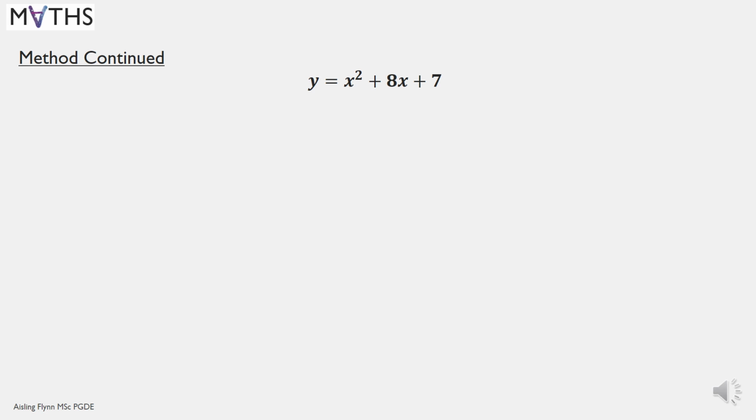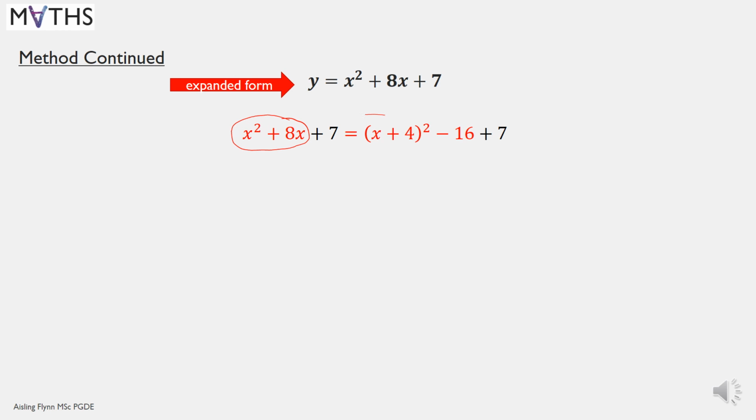So to summarize, we started with this function y equals x squared plus 8x plus 7, and we'll refer to that as the expanded form. Through our study of areas, we found that we can write those first two terms, x squared plus 8x, we can replace them with this expression, x plus 4 to be squared minus 16. So that's replacing those two parts. We still have a constant part of plus 7 from here. So here you can see that left equals right.